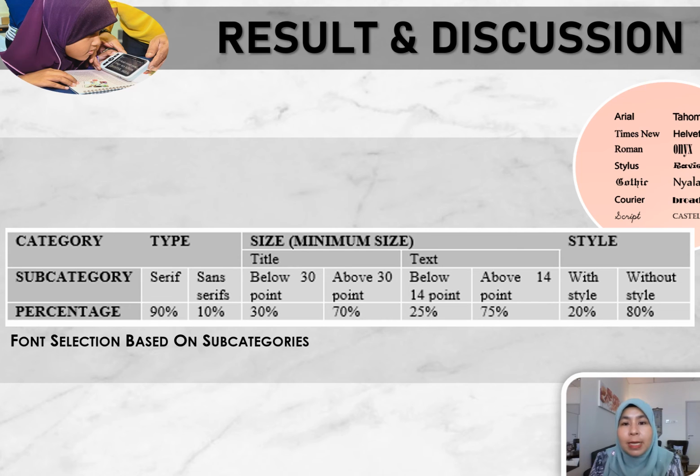Students have been given examples in the process of selection to ensure students understand their choice. The table shows that the students prefer to use a serif font type in an online classroom platform. In terms of font size, the majority of students choose above 30 points for title and above 40 points for text. For style, students prefer font without style.